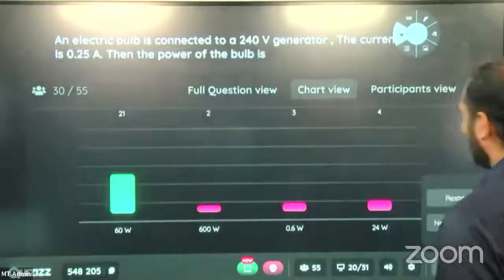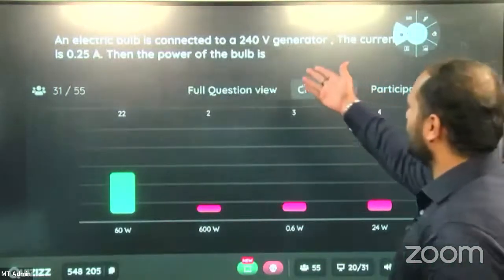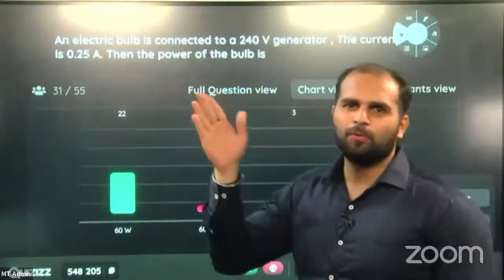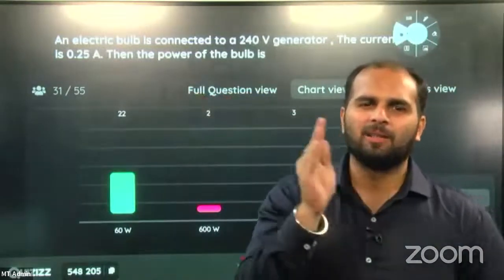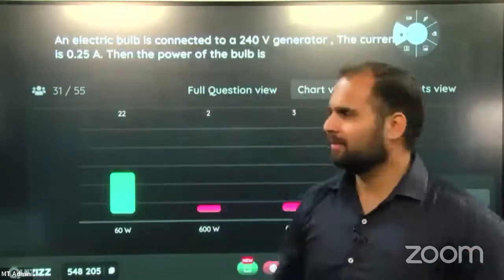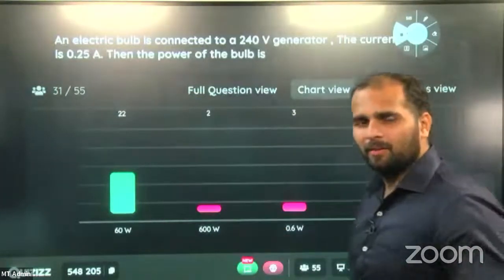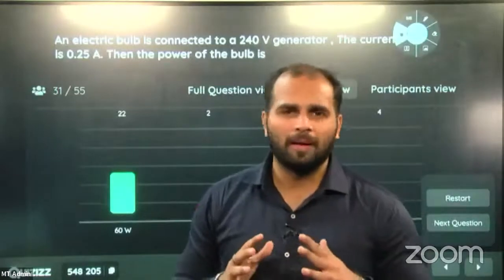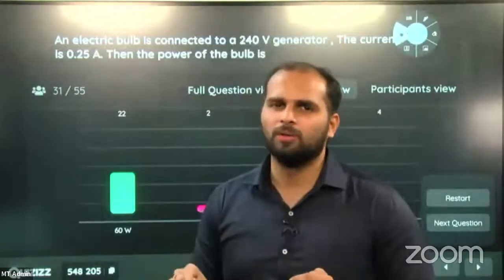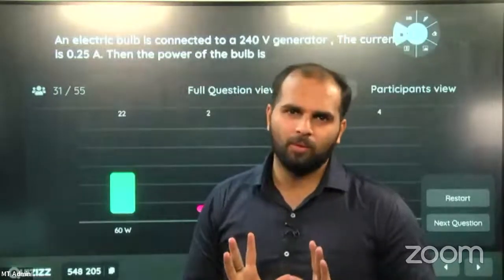Great. See, it was very simple. 240 into 0.25. 0.25 means half of half, right? The half of 240 is 120. Half of 120 will be 60, and that is the reason the answer should be 60. There will be some questions which require only mental calculations. In that case, don't go in a solving methodology or a solving mindset.